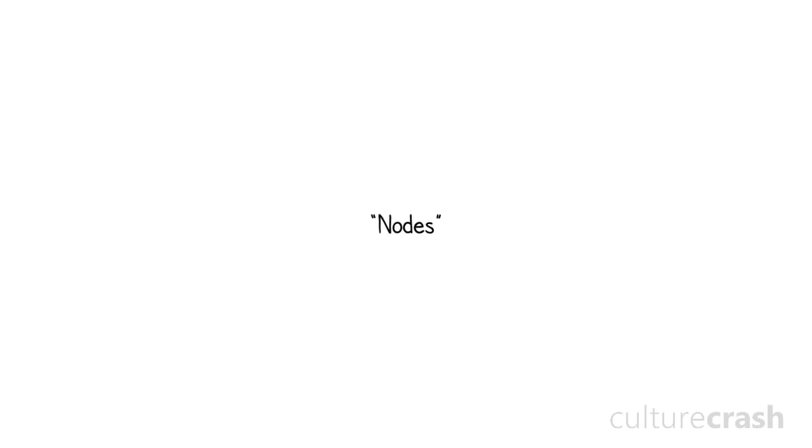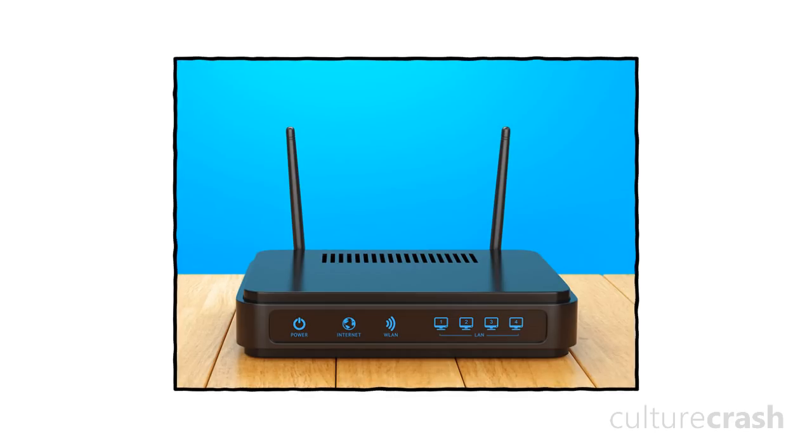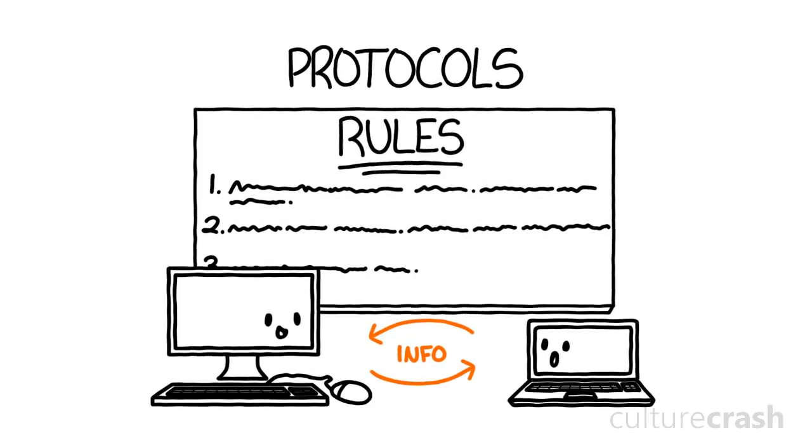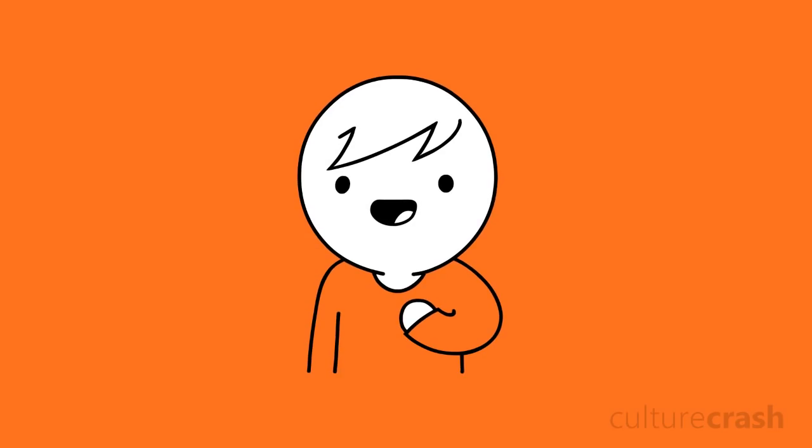Nodes are connecting points between clients and servers that redirect or monitor data, like routers. Protocols are the rules for how computers on the internet communicate, a logical system that allows for consistency when exchanging information. Oh, I get it. You gotta all be on the same page before you start mingling with one another.